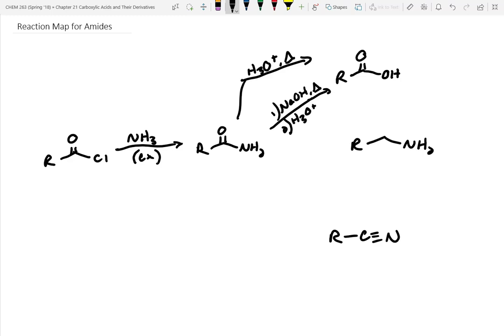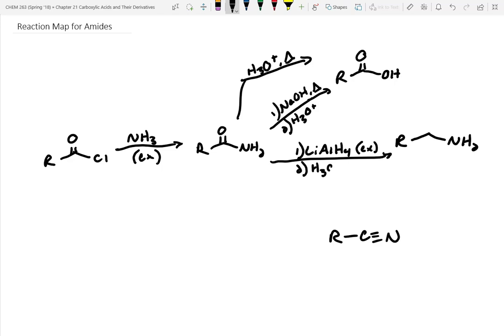Either one works for hydrolyzing amides. And then for converting an amide to an amine, you can do this using lithium aluminum hydride. Let me move this down. In excess, followed by an aqueous workup. Actually, I'll just show this as H2O.